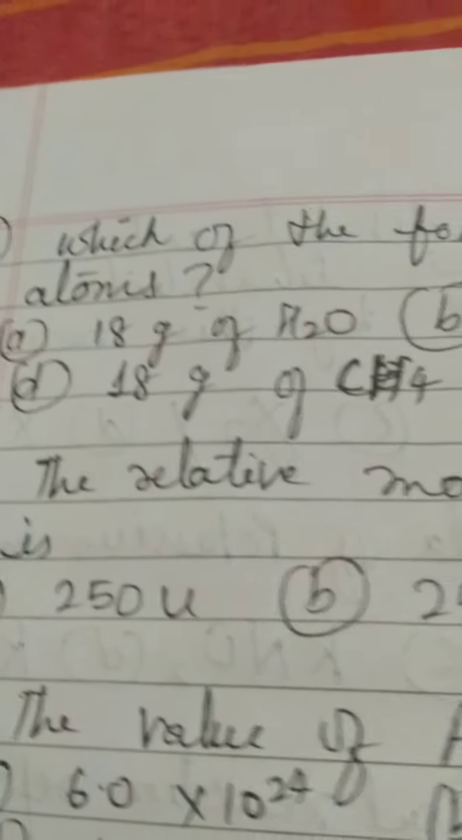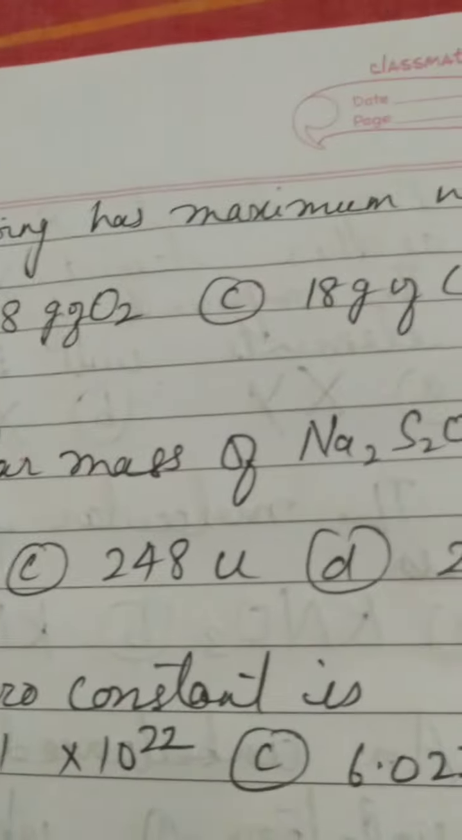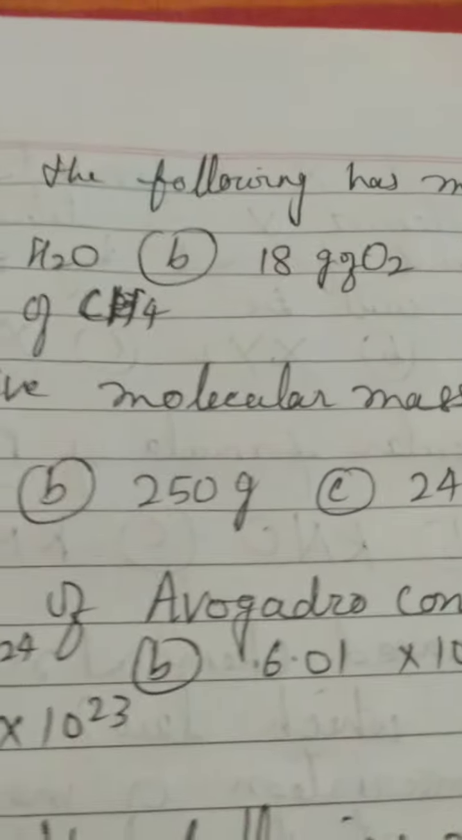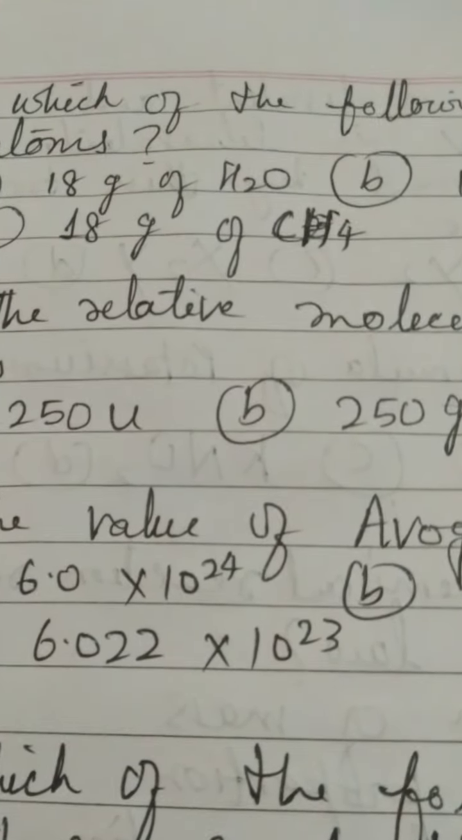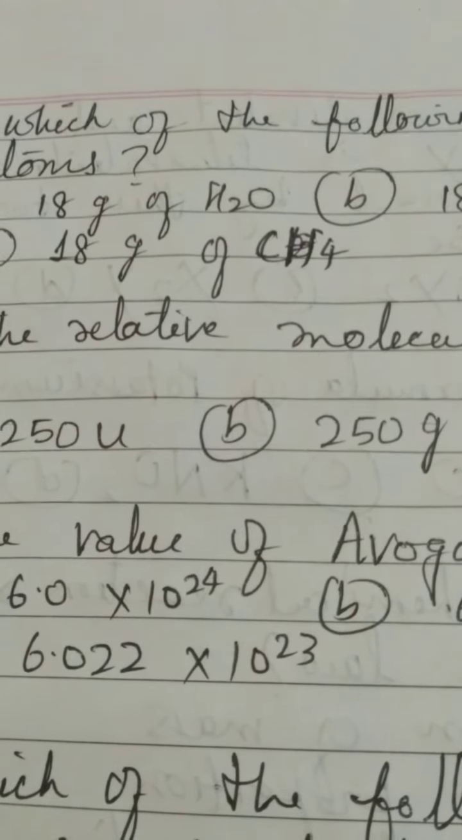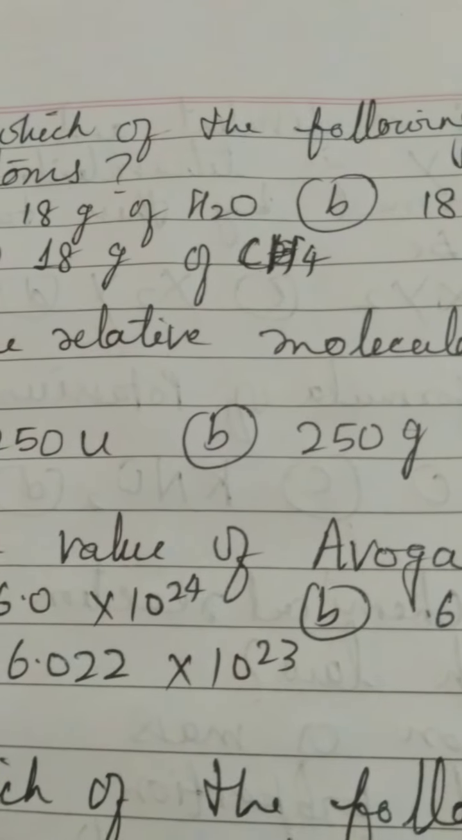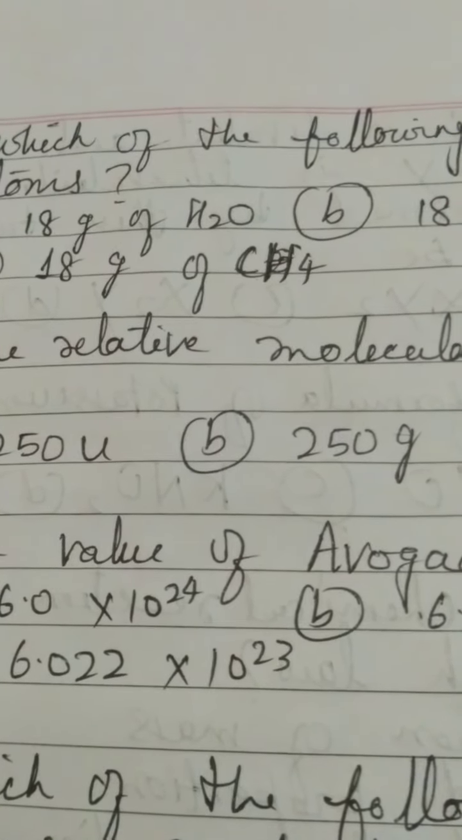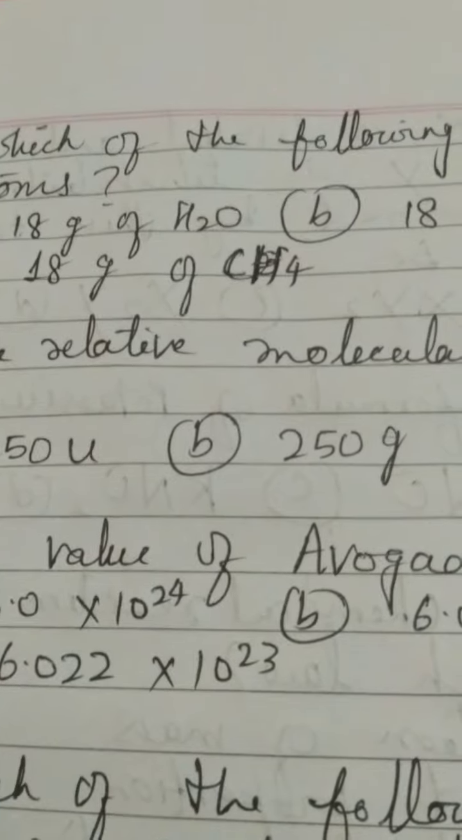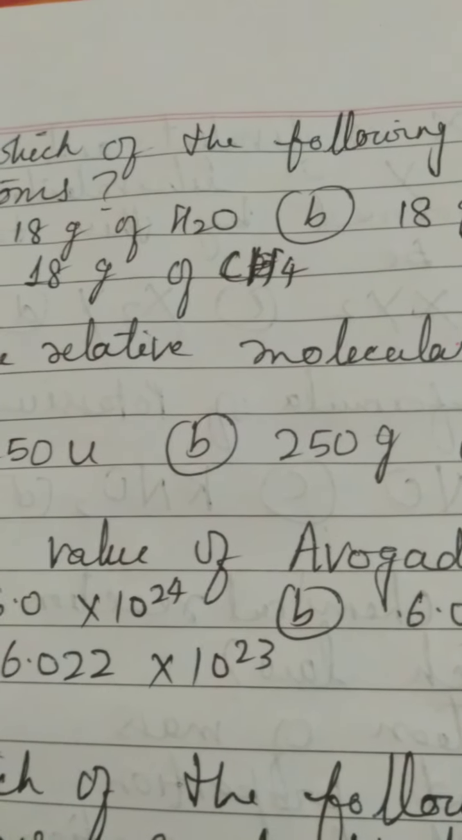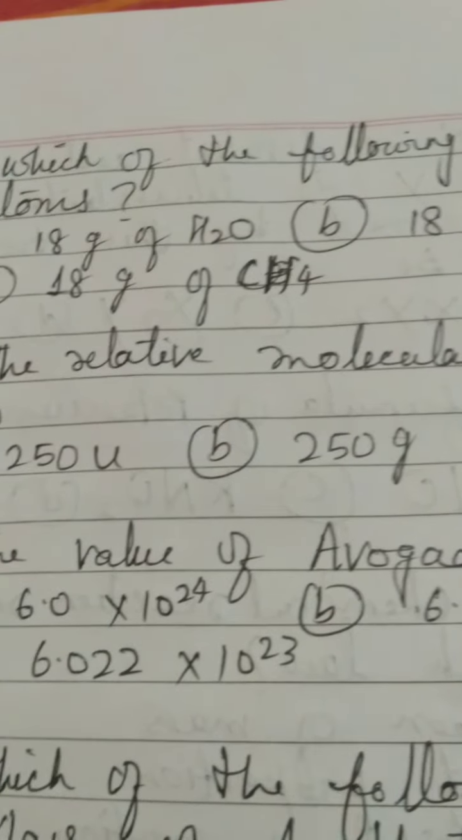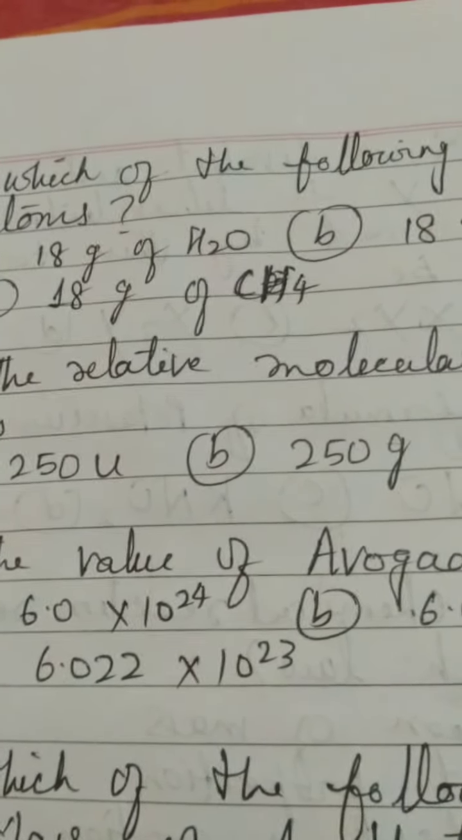Let's find what's given in question number 12. Which of the following has the maximum number of atoms, children? This question is taken from the chapter Atoms and Molecules. 18 gram of water. 18 gram of water means what? We have taken 18 gram, which is the gram molar mass of water. When we take the mass in gram equal to its molecular mass, then it becomes what? Gram molecular mass or gram molar mass.